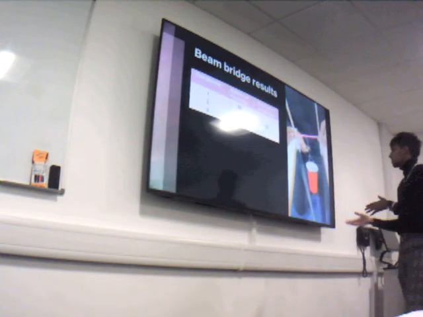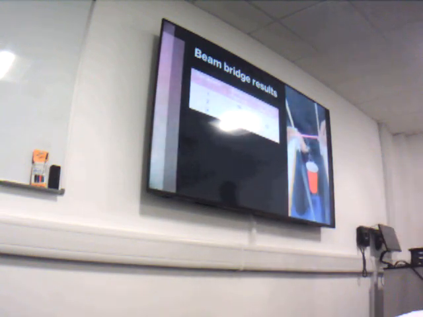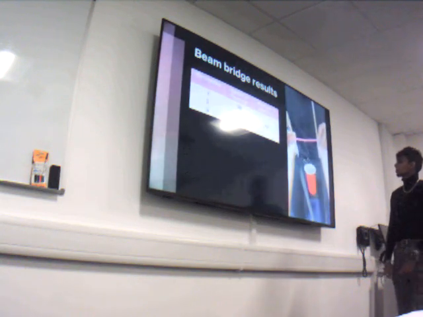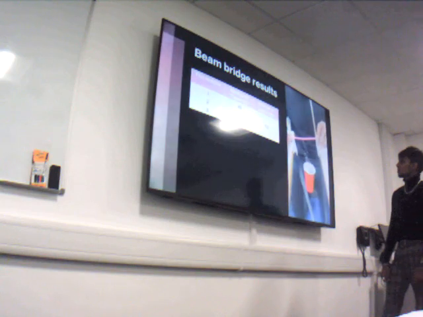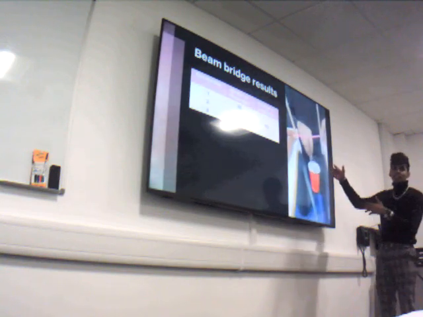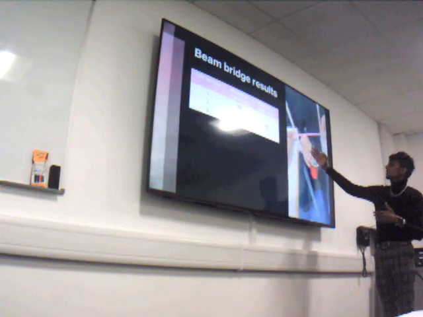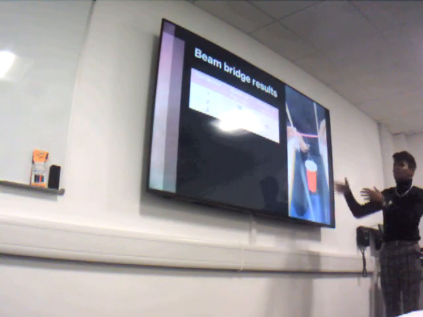I'll just show you a small video. As you can see, while he's adding the paper clips, you can see it bending. That was the bending movement, and that's the failing point.